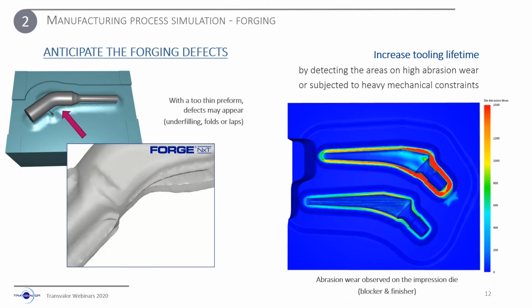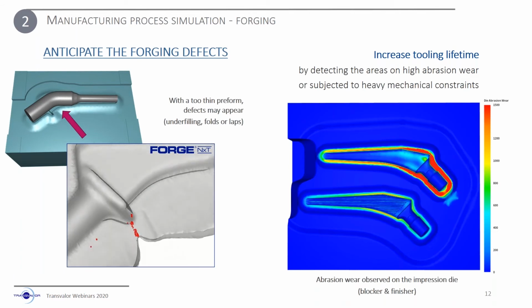In addition to mastering the component properties, simulation is also great to reduce manufacturing cost. And in forging, two main costs are related to quality control and tooling. On the quality control side, simulation helps to anticipate defects occurring during the forging.